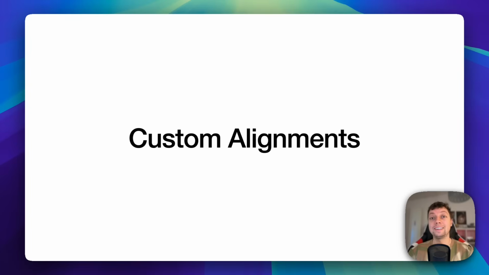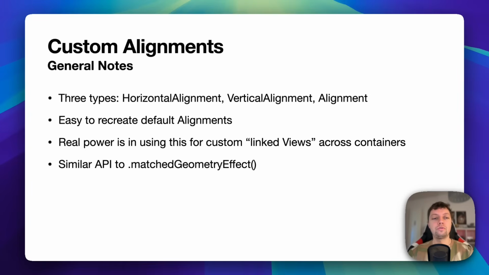Let's now explore custom alignments and how they help us implement some interesting animations. Some general notes here. There are three types of alignment types. There is horizontal alignment: leading, center, trailing. There's vertical alignment: top, center, bottom. There's also alignment, which combines both the horizontal and the vertical axes. This is something that you might know from ZStacks, where you have a top leading alignment, or from overlays, for example. It is very easy to recreate the default alignments, but the real power is in using this for custom linked views across containers. This is a similar API to how you would use matchedGeometryEffect.